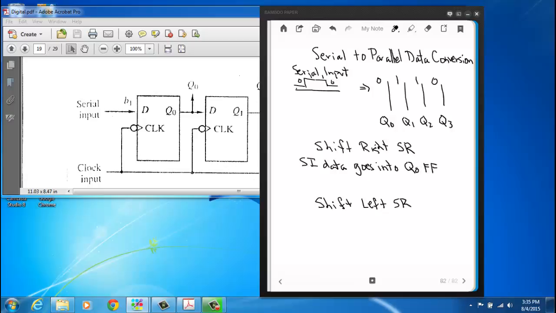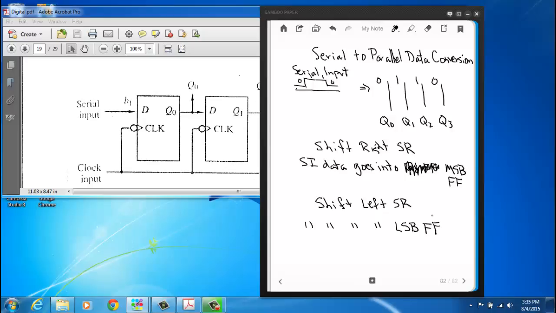Or, excuse me, that's not correct. Sorry about that. That's a mistake on my part. If it's a shift right, shift register, the serial input data would go into the most significant bit flip-flop, no matter what it's called. And if it's a shift left, the serial input data goes into the least significant bit flip-flop.